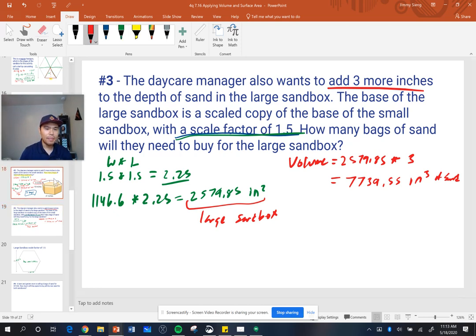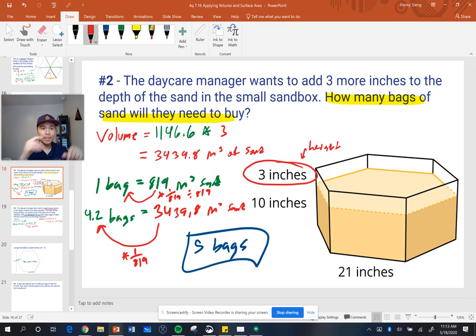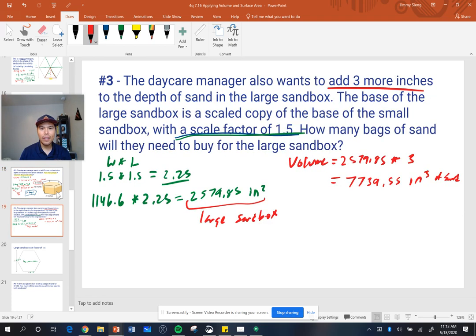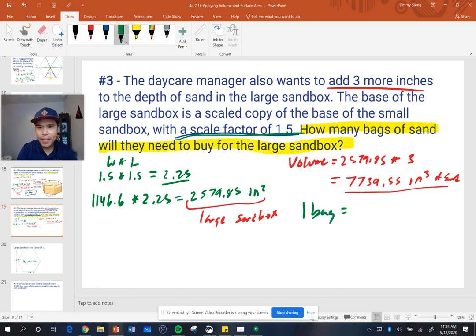So we remember this is the same situation, except we have a big sandbox. So look at that picture. We have a big sandbox now. We found the dimensions. We're finding that 3 inches. We saw that is equal to that amount, right? That 7,739.55 inches cubed. But I need to find out how many bags of sand will they need to buy for the large sandbox. Remember, 1 bag is equal to 819 inches cubed of sand, right? What we did was we divided it by 819.